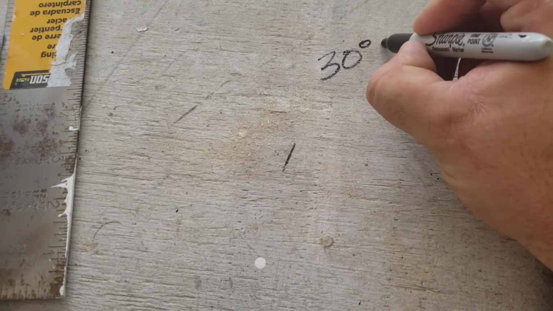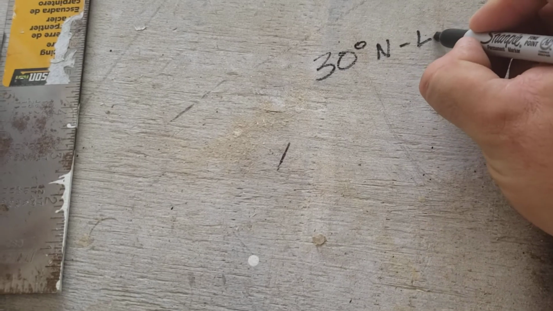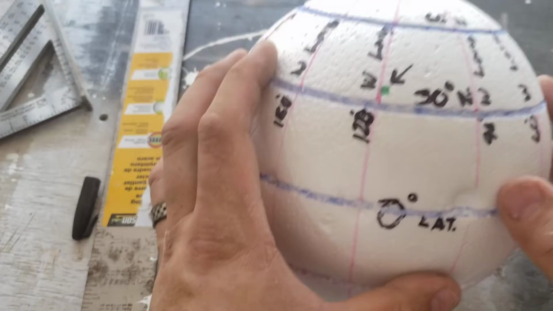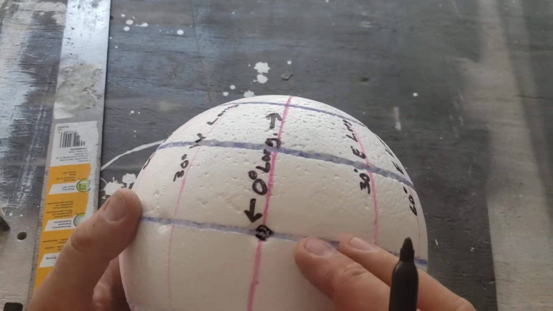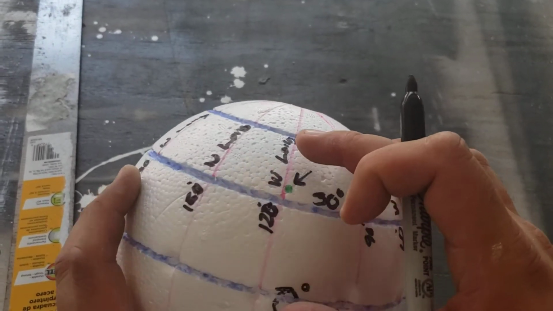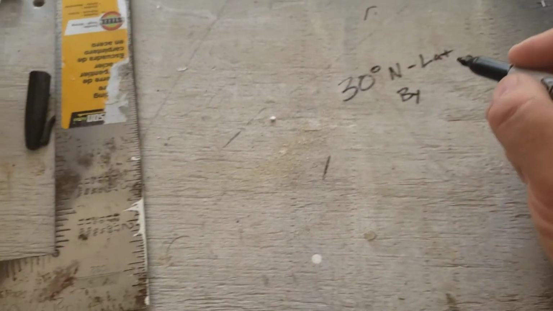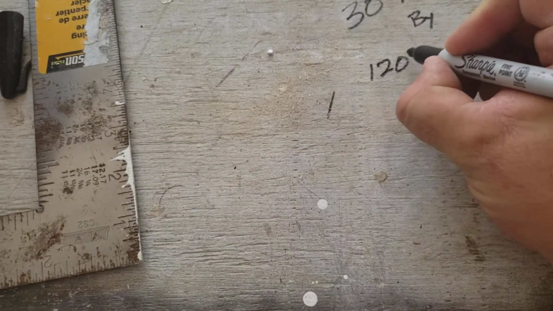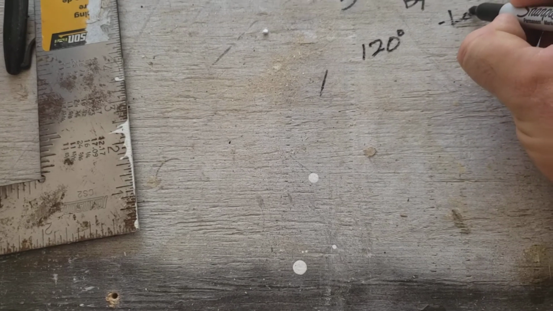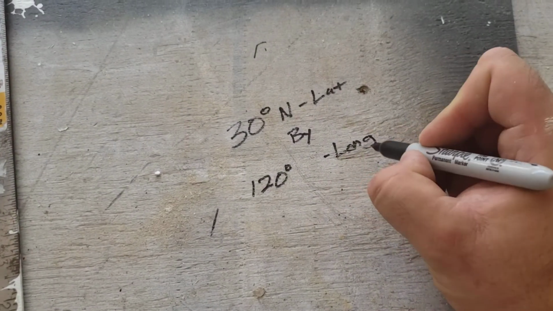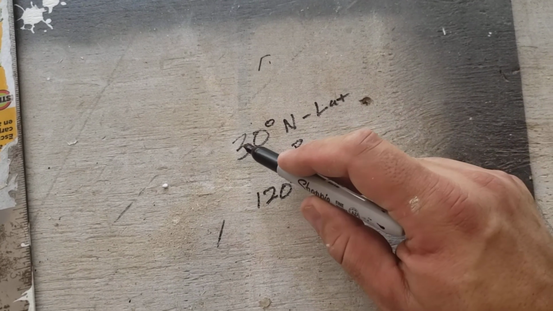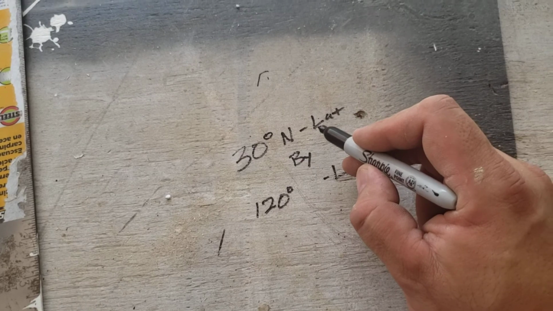30 degrees north latitude by, let's see what it is, longitude lines. Here's our prime meridian, 30, 60, 90, 120. 120 degrees. Wait a minute. Longitude lines are east or west. Latitude lines are north or south. So we got our latitude, we went north, we went up from the equator.